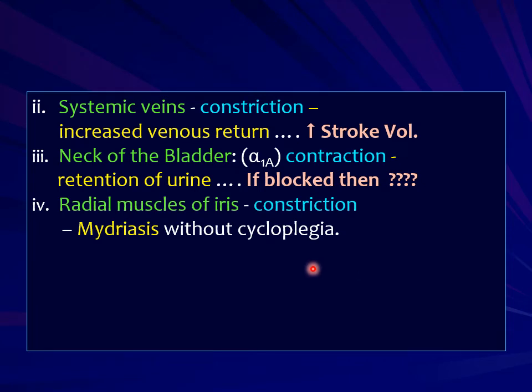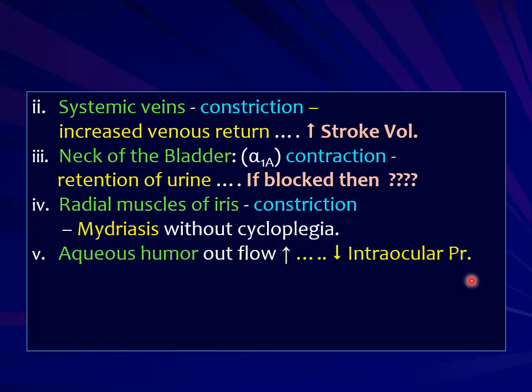The radial muscle of the iris is also constricted, and that will pull the pupil outside, producing mydriasis. But this effect is only at the level of the radial muscle of the iris, with no effect at the level of the ciliary muscles. So there will be no cycloplegia, no loss of accommodation. This is the basic difference between the mydriasis produced by anticholinergics and by sympathomimetics acting at the level of the alpha 1 receptor.